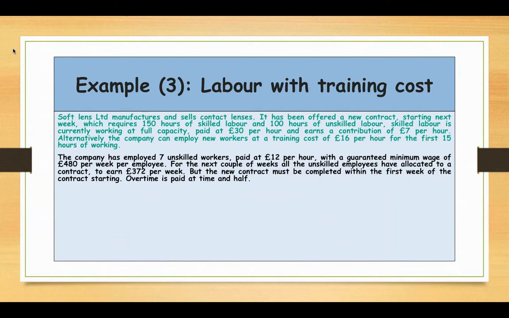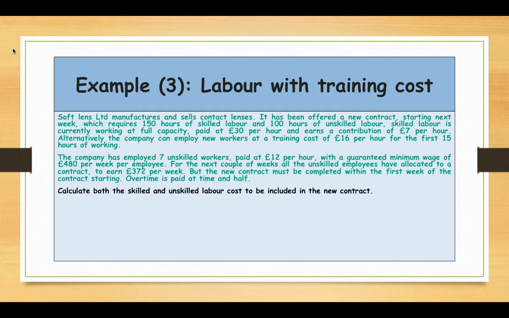So the company is going to pay for 40 hours, whereas the employees are going to work for 31 hours. So there is 9 hours' worth of spare capacity per employee. But the new contract must be completed within the first week of the contract starting, and the overtime is paid at time and a half. Calculate both skilled and unskilled labor costs to be included in the new contract.